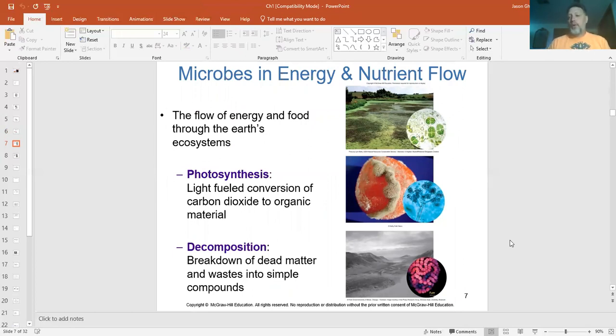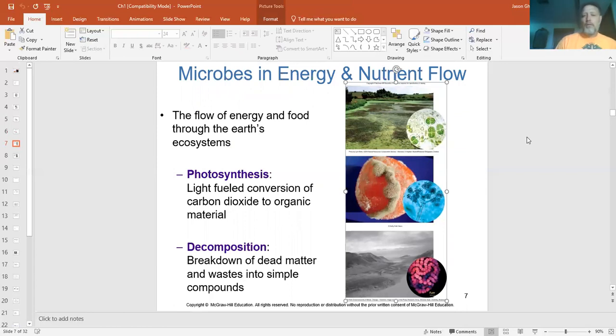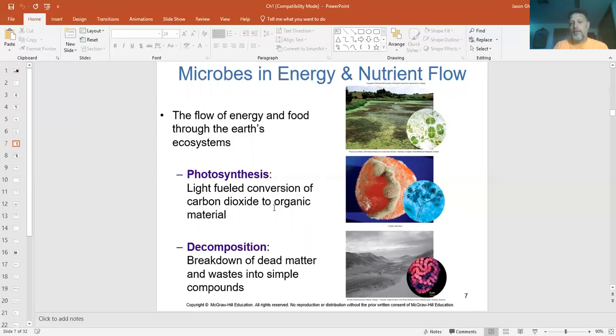Microorganisms are important for the flow of energy and the flow of nutrients or matter through the environment. Energy comes in the form of light from the sun. There are far more cyanobacteria and photosynthetic microorganisms than there are plants, and they produce at least 50%, if not more, of the Earth's oxygen. So they convert light energy into chemical energy that gets passed through the ecosystem, and it leaves the ecosystem as heat. All right. They also turn inorganic matter, carbon dioxide, into organic material.